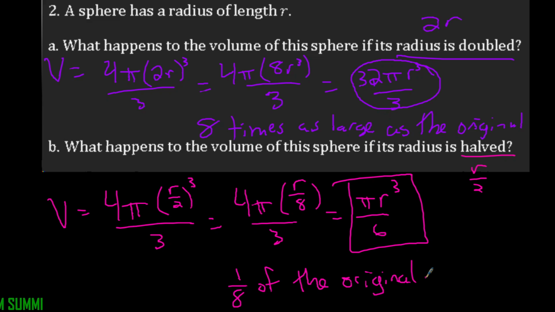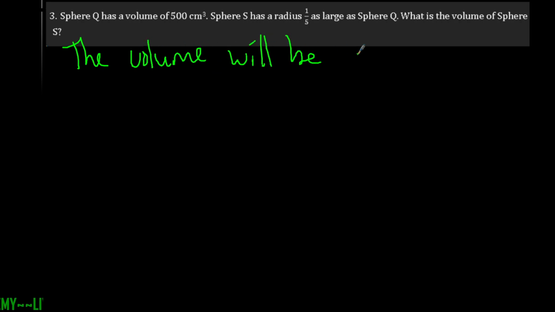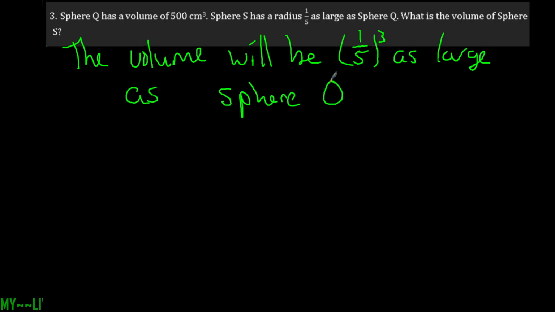All right. Then moving on to the last one on the front side, it says a sphere Q has a volume of 500 centimeters cubed. A sphere S has a radius 1/5 as large as sphere Q. What is the volume of sphere S? So what we have to remember is this. We have to say the volume will be 1/5 to the third power as large as sphere Q.